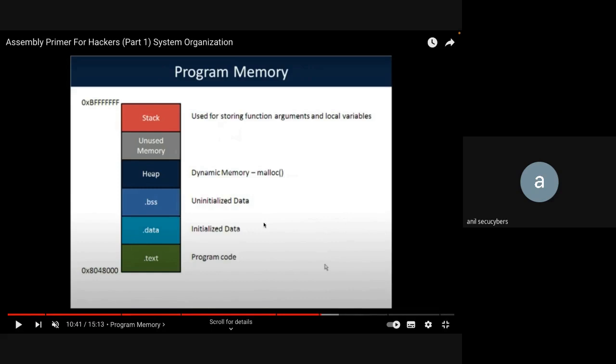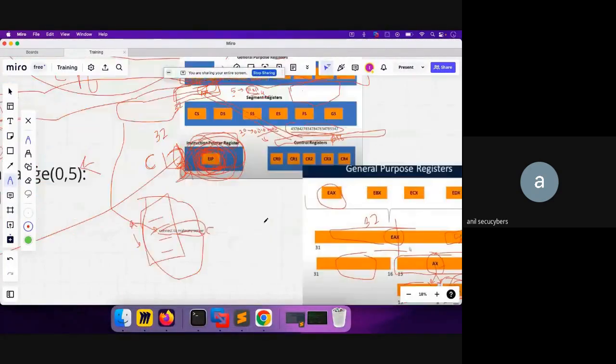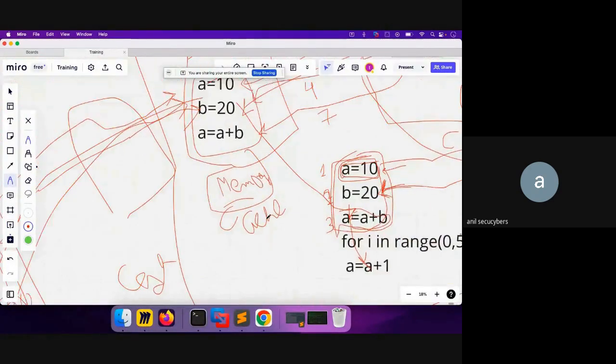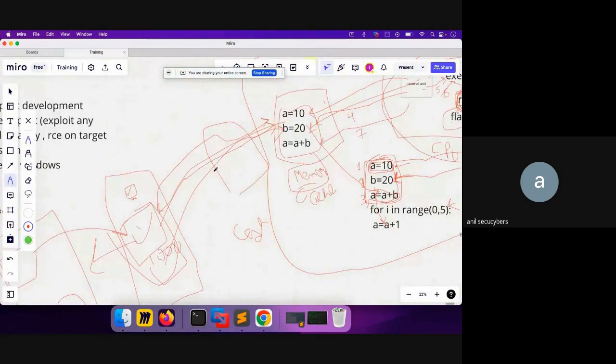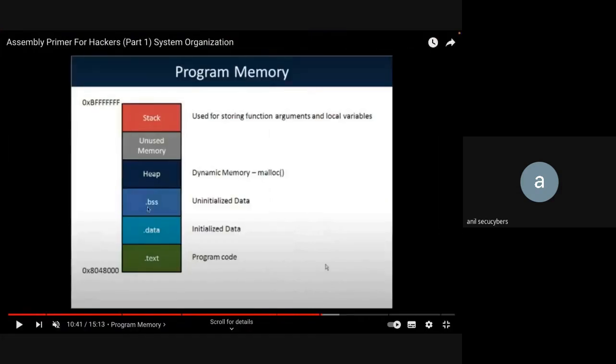And the memory part that I'm telling over here is actually made of different components.